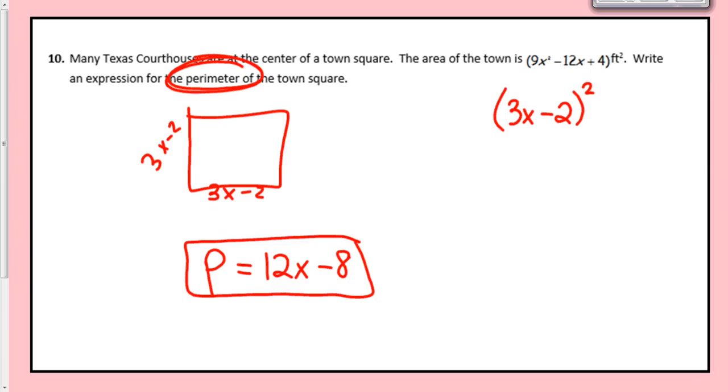Alrighty, so when you factor it, you get 3x minus 2 all squared. But what's important is that this thing is asking for the perimeter. It's not even asking for the dimensions or the area or anything. It's asking for the perimeter. So after you factor it, you realize the side lengths are 3x minus 2 and 3x minus 2. And then we add those together to get our perimeter of 12x minus 8.